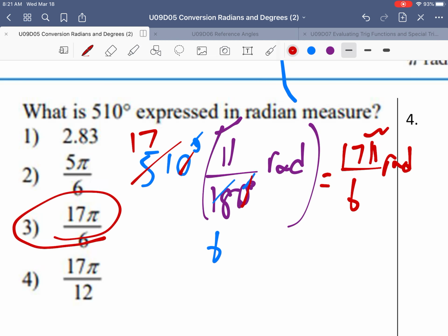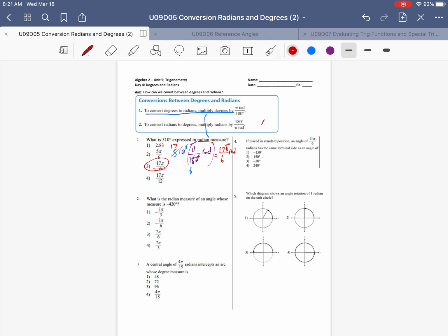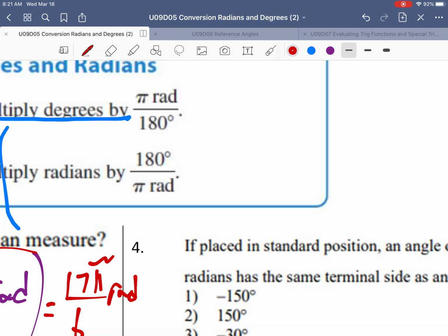Now you'll notice that the answer doesn't say rad in it, and that's because it's implied, because they said radian measure, so therefore the answer must be in radian measure. So that's for going one way. Now the formula for going the other way is 180 over pi rad. So you'll notice the fractions are just reversed.